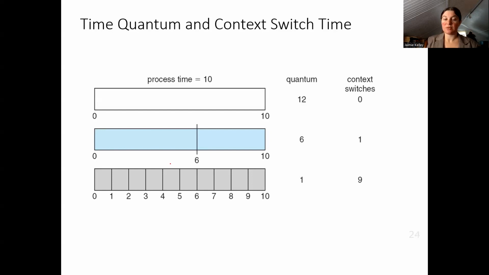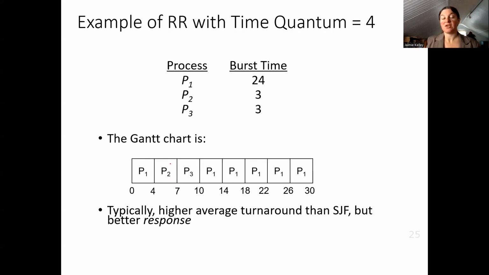So this is one of the reasons why we pay attention to right-sizing our time quantum for the round robin algorithm. Let's look at an example that has a time quantum of 4. This particular example is the one that we used first with first come, first serve. We have process 1 with a burst time of 24. Process 2 has a burst time of 3, and process 3 has a burst time of 3.